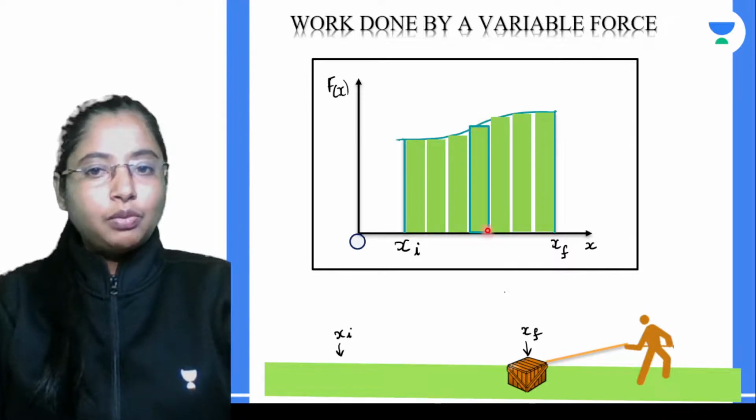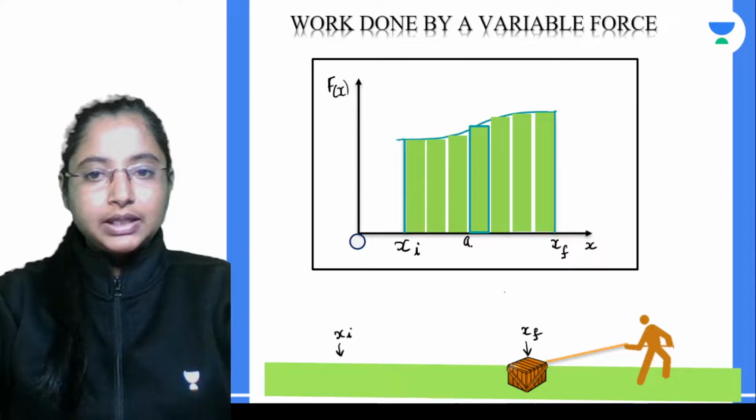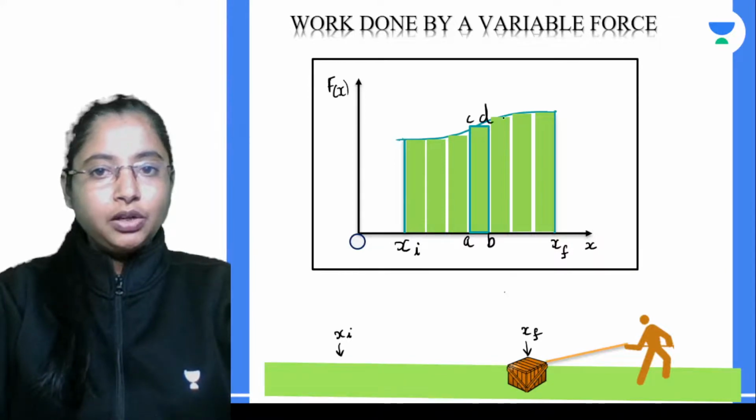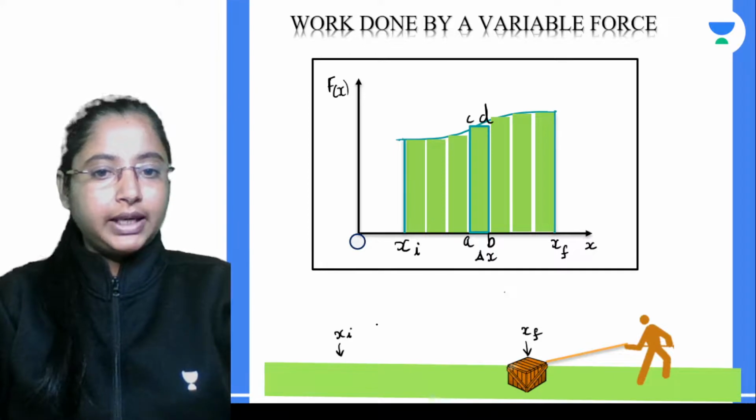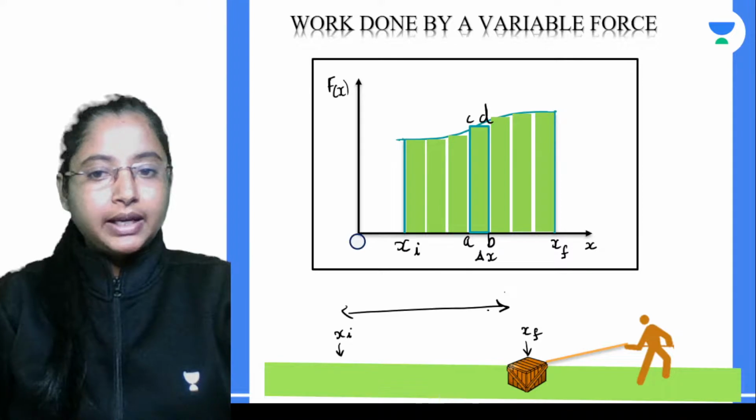We are going to take a small surface over here, and let's name this rectangular surface A, B, C, D, along this displacement of delta x. For him to move this load from xi to xf, from initial to final displacement, he could have moved around 50 meters.